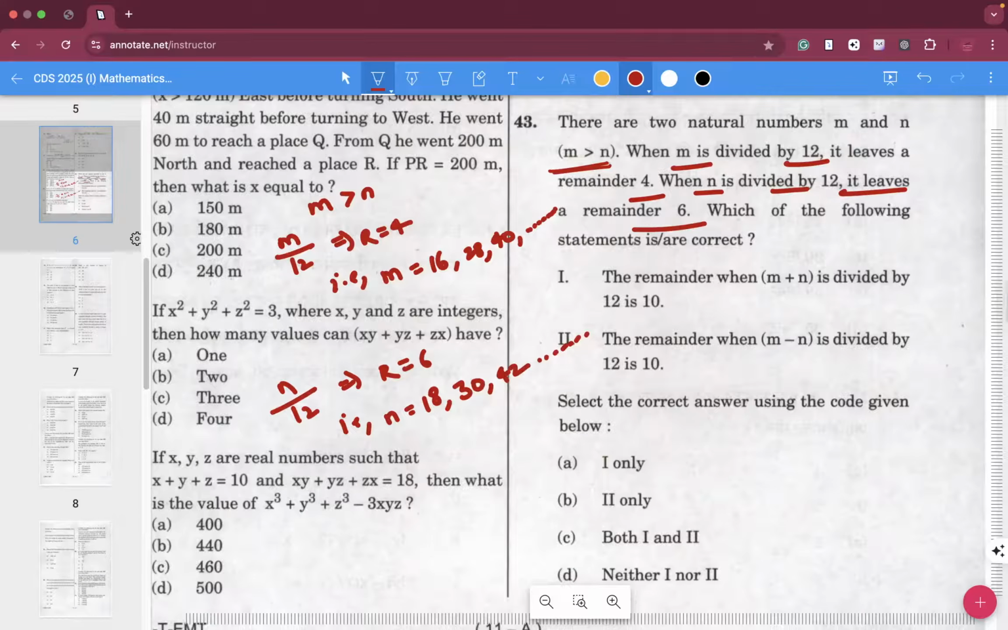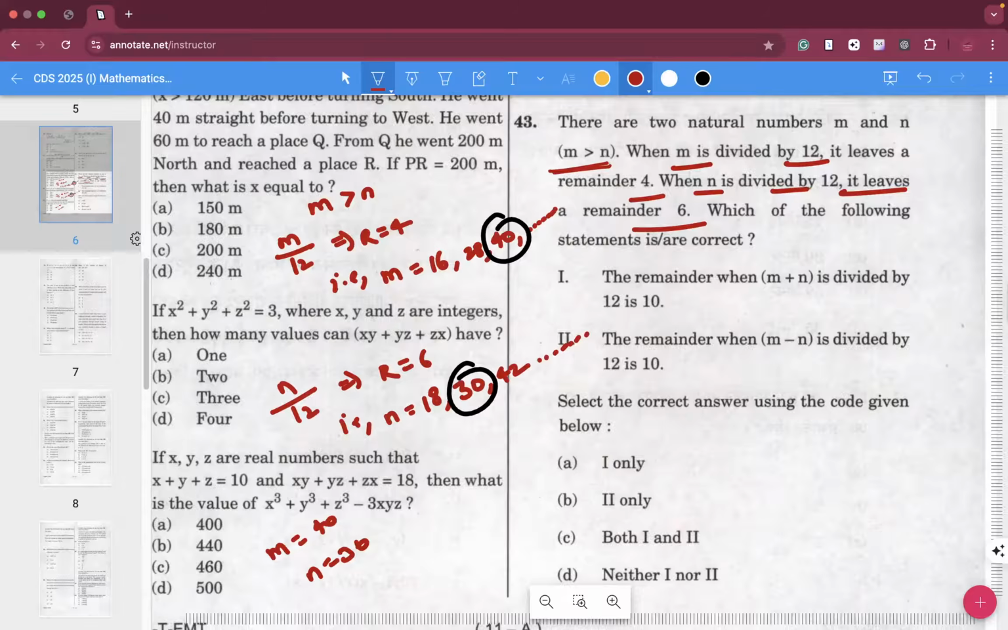Now they are saying m is greater than n. If m value is 28, then n value will be 18. Or otherwise, you can take a different number also. Let's say I am taking m equal to 40 and n equal to 30. So far so good, we are not flouting any rule.